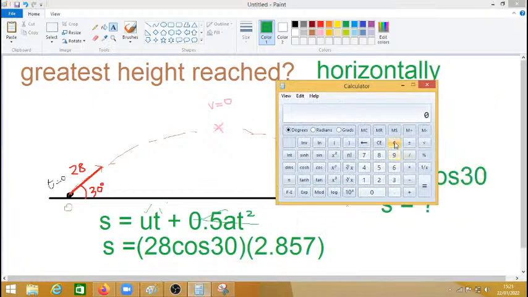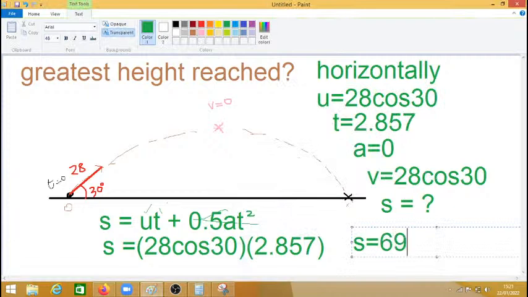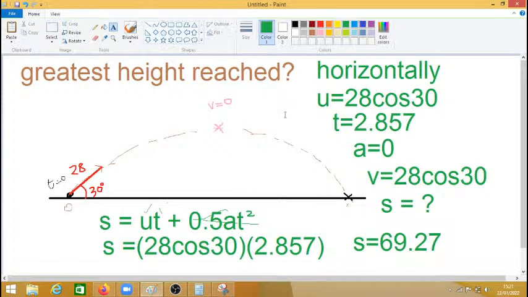across. So on this calculator, I have to type it in a little bit differently. Cos 30 times 28 times 2.857. You should get a distance of 69.27. And that is rounded to 69. Good. Okay, so let's just go over that.